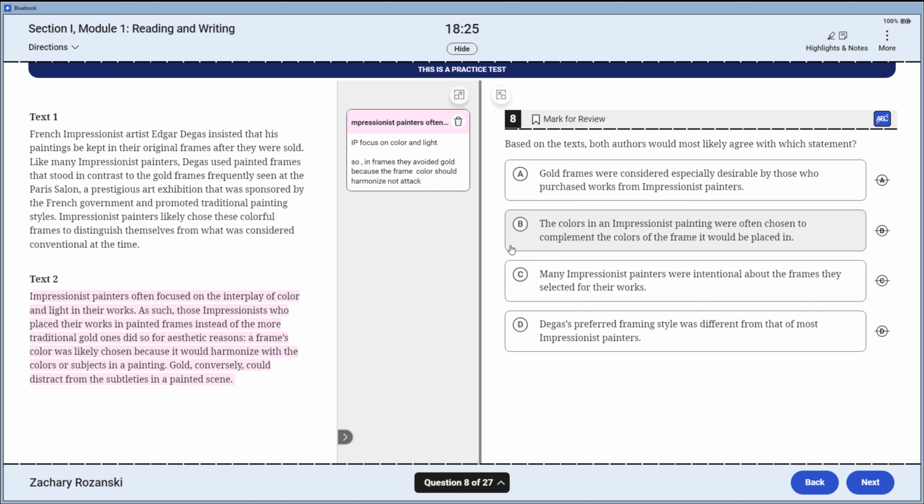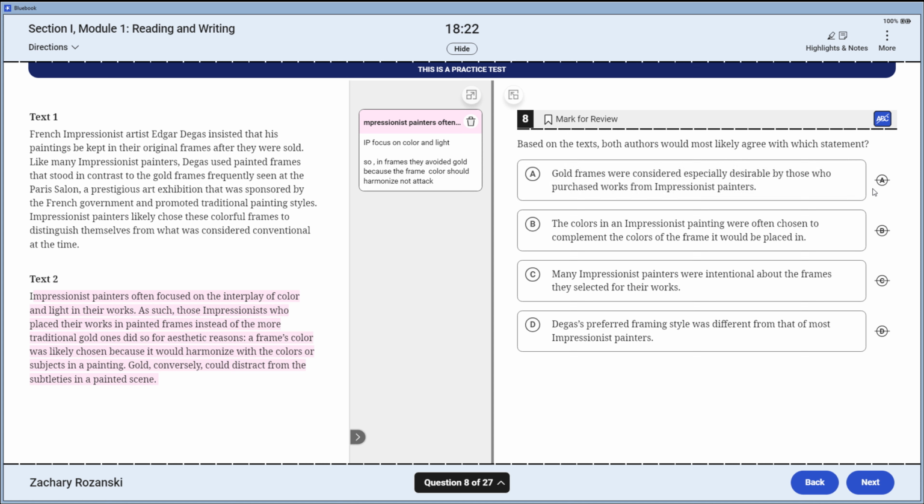Gold frames were considered especially desirable by those who purchased works from Impressionist painters. I don't like this one. I don't know where we would get that from text two. The colors were often chosen. I like this one, but I'm not going to pick it and move on because I still have to engage with text one. Many Impressionists were intentional. I like both of these, right? This is narrow, this is broad. We'll see what happens in the last one.